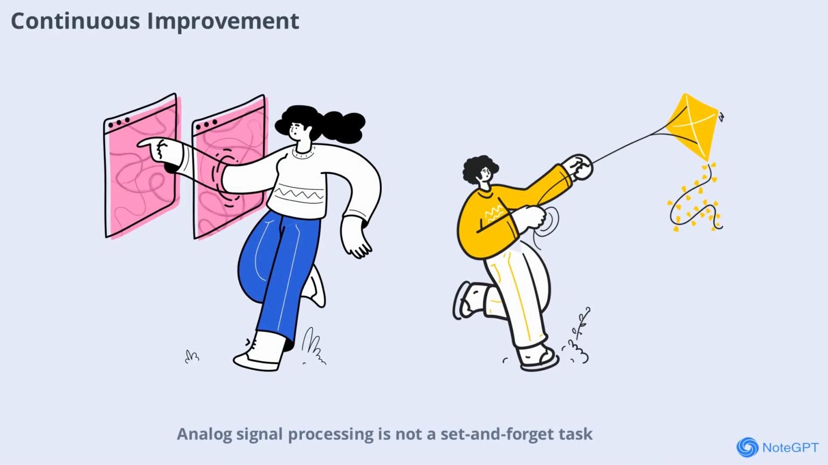Analog signal processing is not a set-and-forget task. Regular reviews and updates to scaling, filtering, and alarm settings are necessary as process conditions change. Continuous improvement keeps the system accurate and responsive.